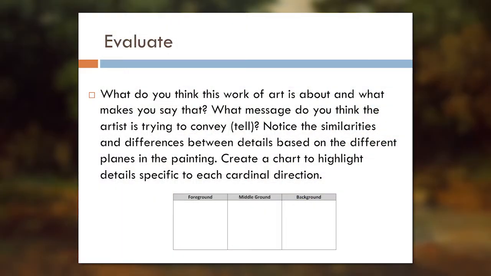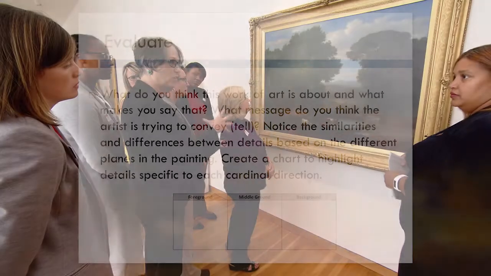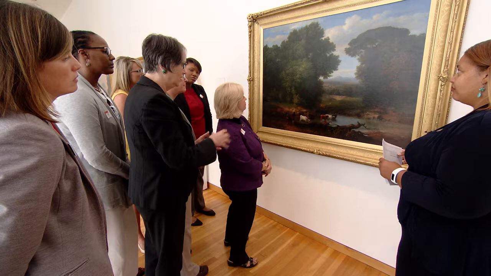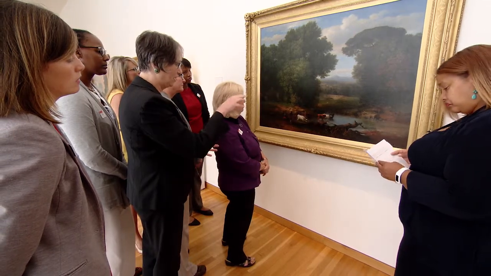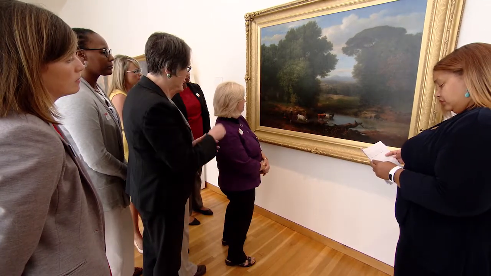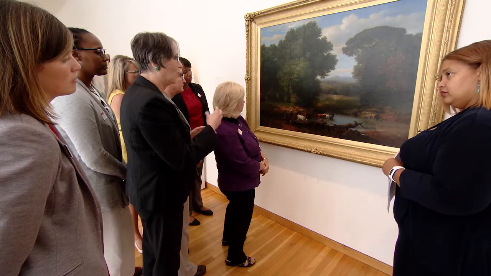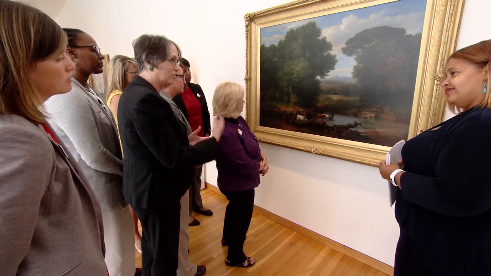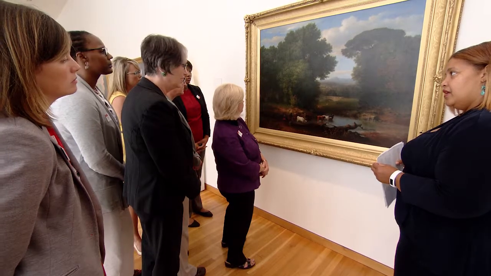So as we evaluate it, I need you to know a little bit about what's happening in the foreground and the middle ground and the background. I want you to think about, what do you think this work of art is about? What makes you say that? What message do you think the artist is trying to convey or tell? I want you to notice the similarities and the differences between the details based on the different planes in the painting. Remember, this particular artist, George Inness, is strategically using foreground, middle ground, and background to give us a historical walk.